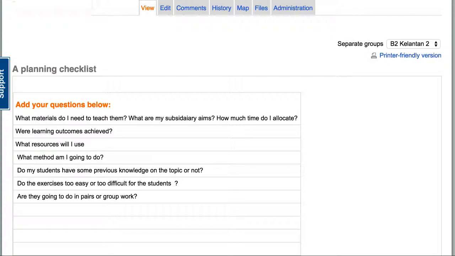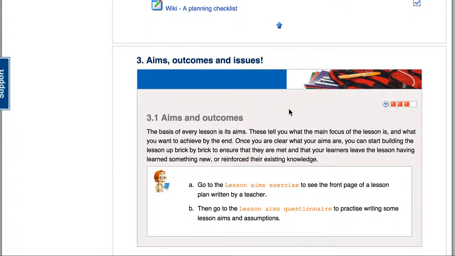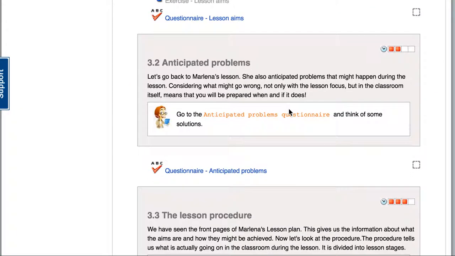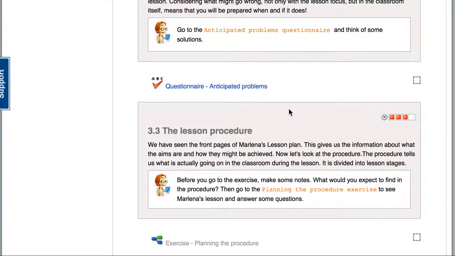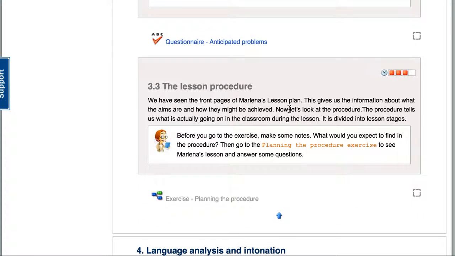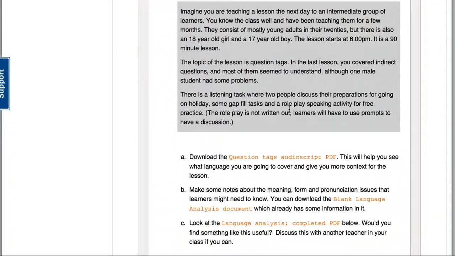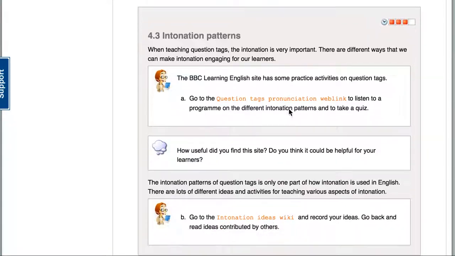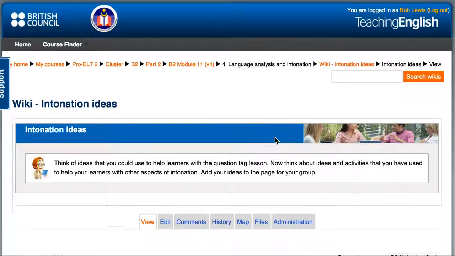There were then, in Module 11, questionnaires on aims, outcomes from lessons, anticipated problems for lessons. If you want to see what your colleagues answered, just go back to Module 11 and look at their contributions to those questionnaires. There was then as well a wiki on intonation, which I think you saw I didn't like.